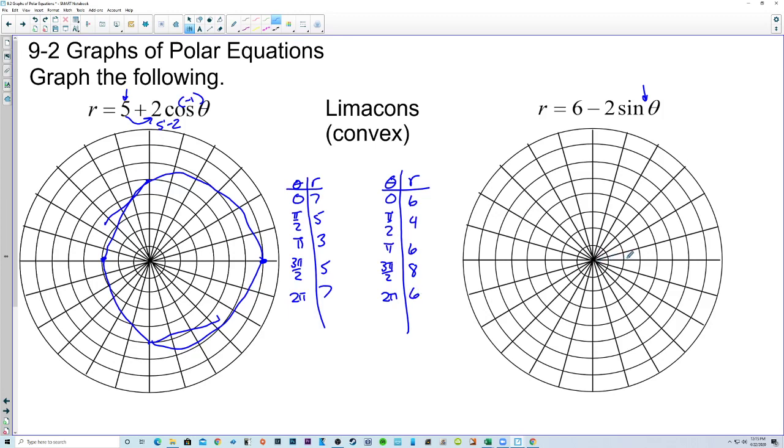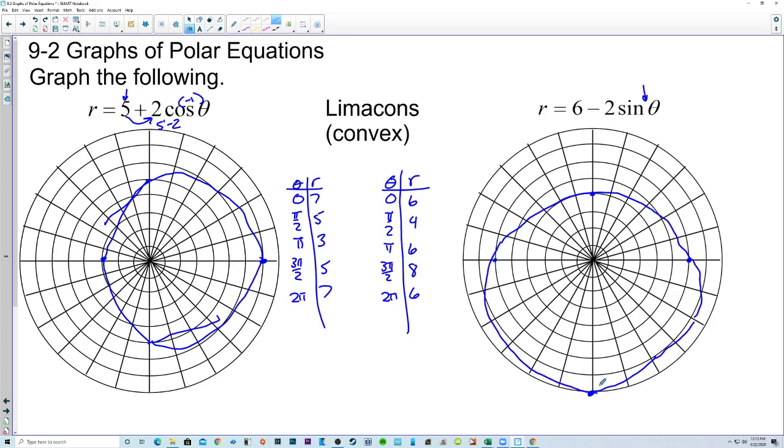So 0, 1, 2, 3, 4, 5, 6. Pi over 2 is 1, 2, 3, 4. Pi is 1, 2, 3, 4, 5, 6 over here. And then 3 pi over 2 is 1, 2, 3, 4, 5, 6, 7. I think 8's all the way out here. And then 2 pi is 6. So this is rounded, very rounded. Goes through that point, but it's convex. It doesn't bounce. And then rounded like that.